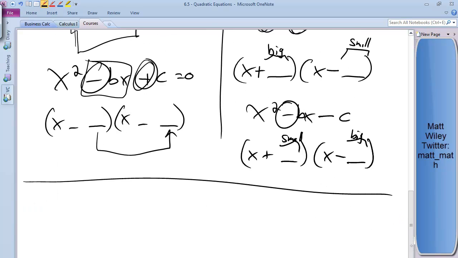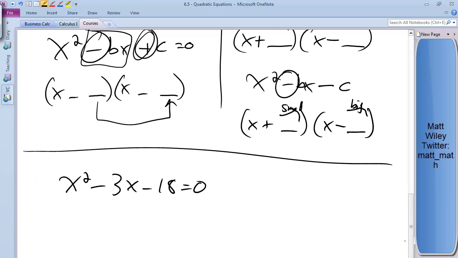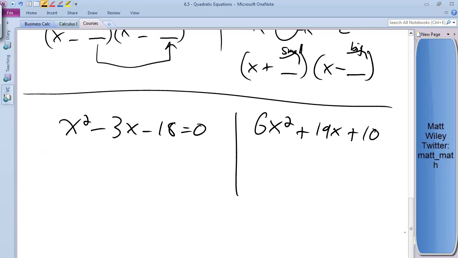So having said that and given us that information, let's look at factoring these 2 quadratic equations. I've got x squared minus 3x minus 18. And then for my second one that I'm going to do, I have 6x squared plus 19x plus 10. Let's look at this one first.